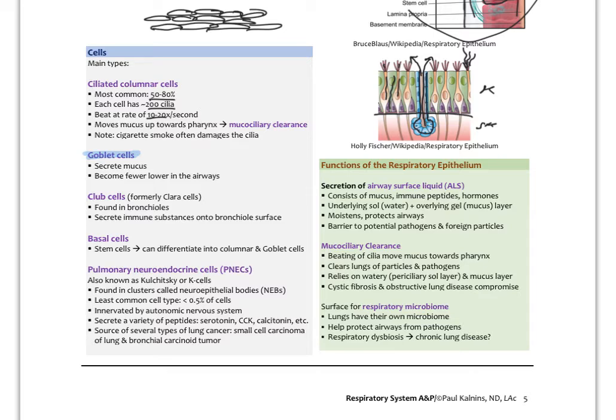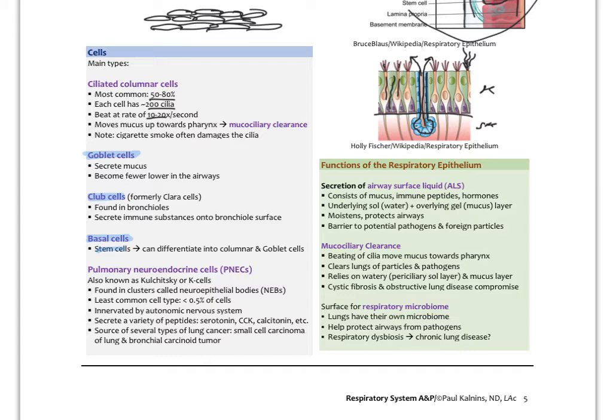There are also club cells. They used to be called Clara cells. Won't go into that at the moment. But they're found in bronchioles, deep down in the smaller airways, and they secrete immune substances onto the bronchial surface. So they have an immune role. There are basal cells, and those are stem cells, and they actually can differentiate into columnar and goblet cells. So the respiratory mucosa can repair and replace itself. Same thing with the GI mucosa, and the GI mucosa can replace itself every 2 to 3 days. In the case of the respiratory tract, it's a little bit slower, but it can still occur.